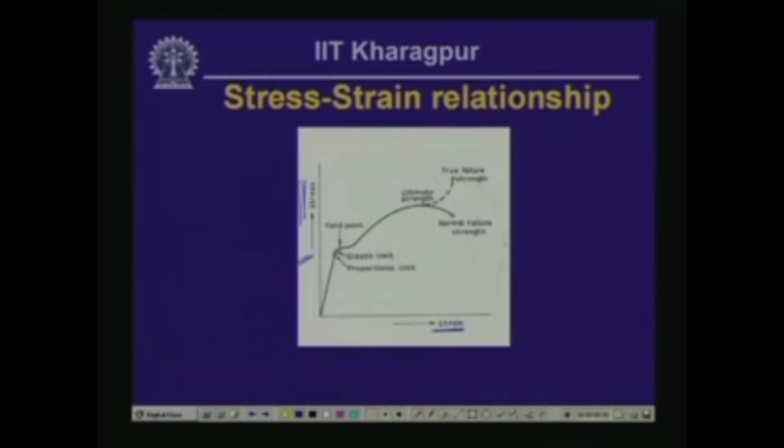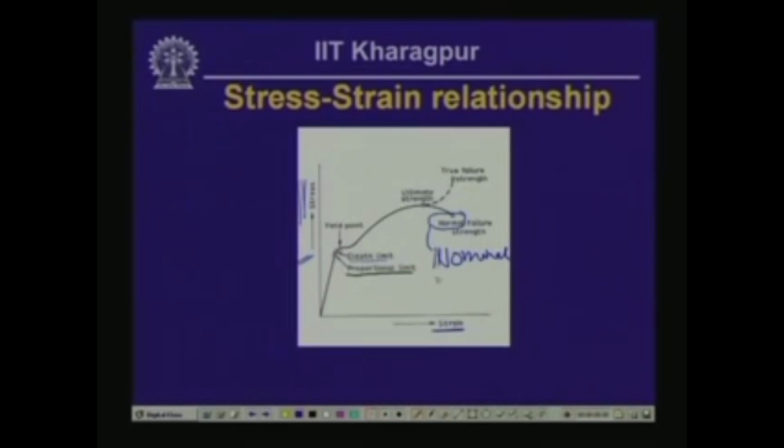Now, in this particular figure, there are various terms indicated. One we have called the proportional limit, this we have called the elastic limit, this particular point we have called the yield point, this is the ultimate strength or the ultimate stress, and this particular point, actually this is wrong, this is not normal, this should be nominal. This is the nominal failure strength.